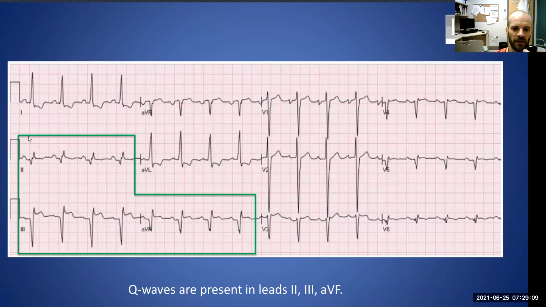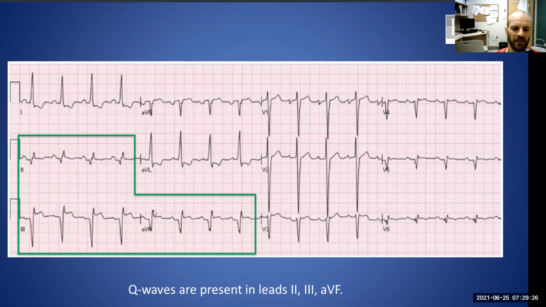And you can see that in these leads, in leads 2 and 3 and AVF, we start out our QRS complexes with deep Q waves that in this case are even larger than the subsequent R wave.